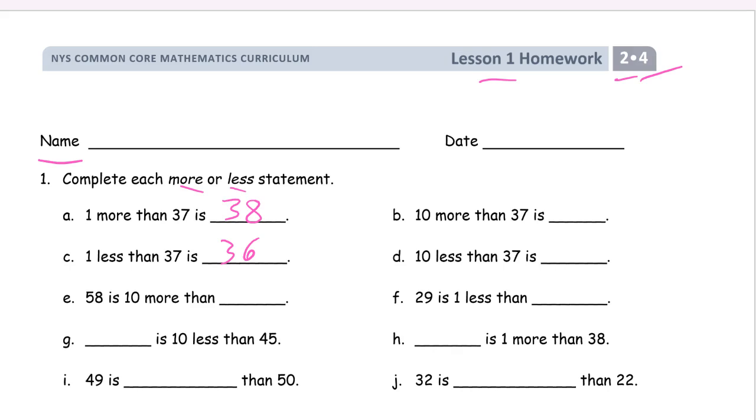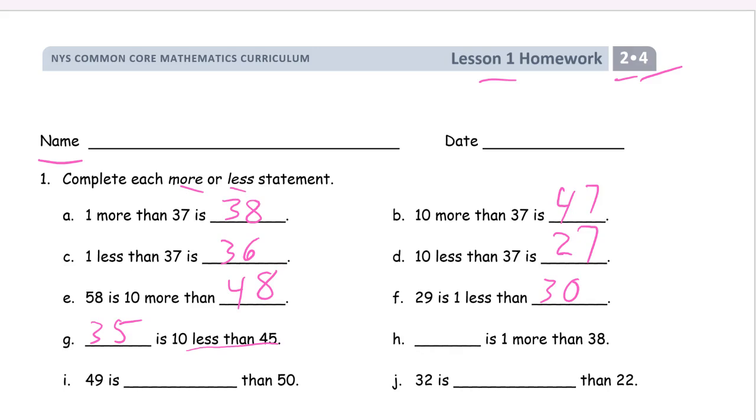58 is 10 more than 48. And now, let's do D and F first, right? 10 more than 37 is 47. 10 less than 37 is 27. 29 is 1 less than 30. All right, now we're at G. What is 10 less than 45? Well, 35 is 10 less than 45.